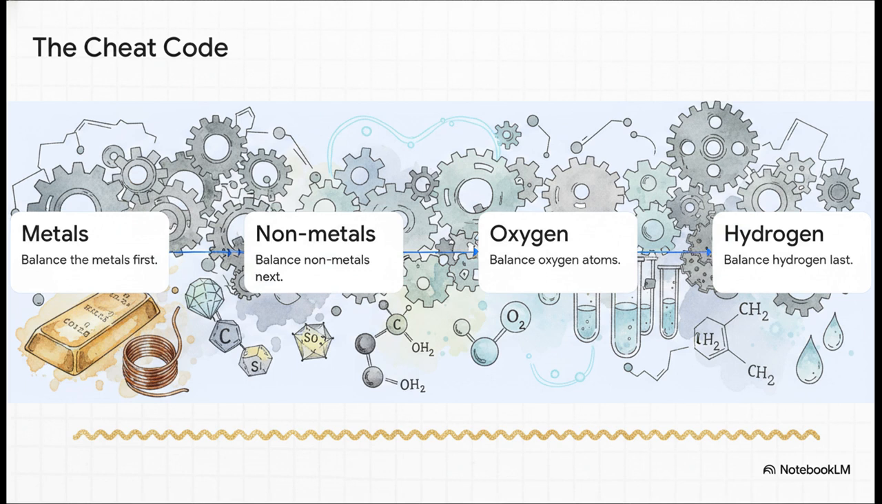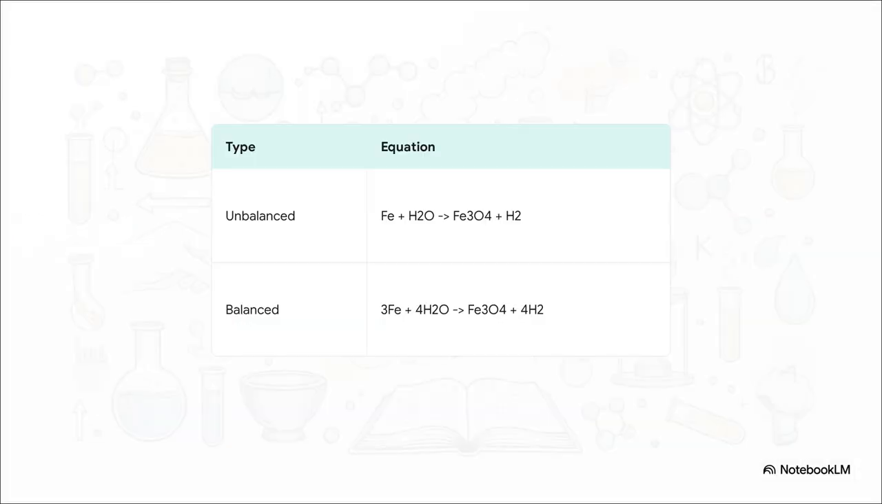But listen closely, here is the golden, unbreakable rule. If adjusting any step breaks a balance you already fixed earlier, you gotta immediately drop what you're doing and start completely over from step 1. Let's actually apply this cheat code to an unbalanced equation of iron and water.